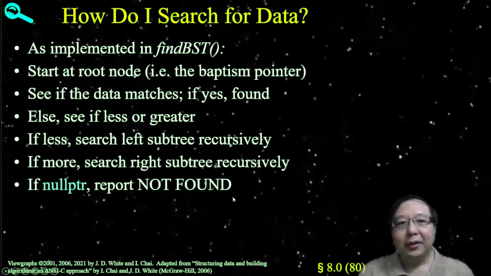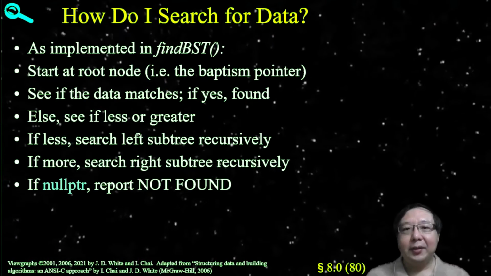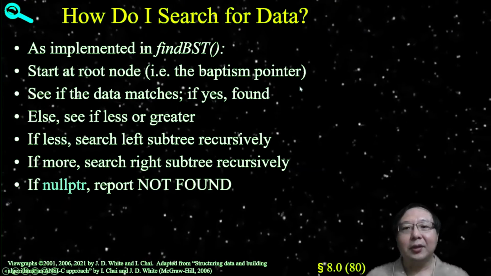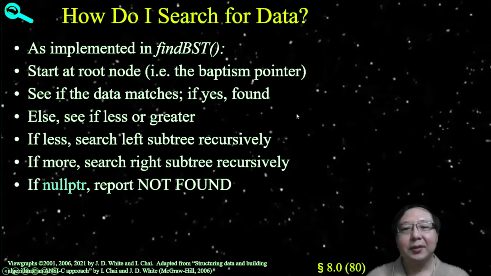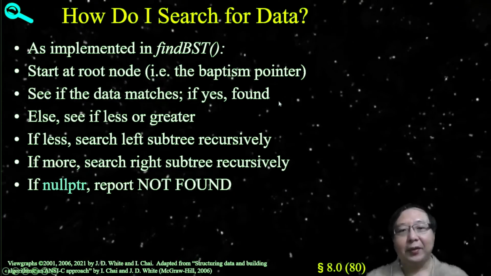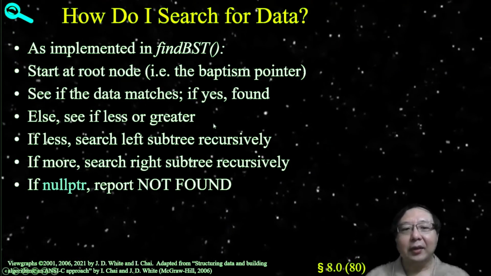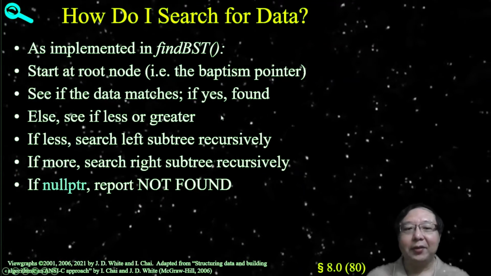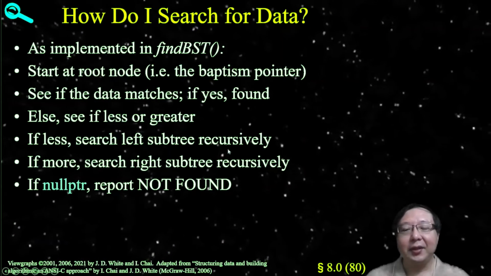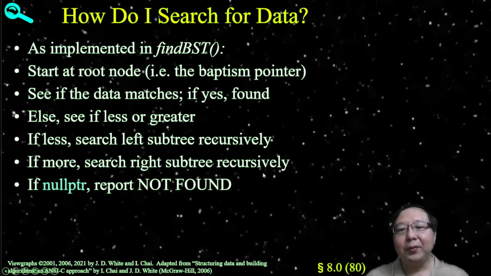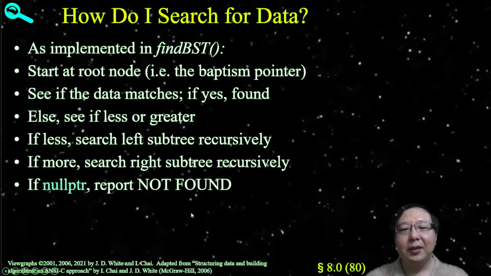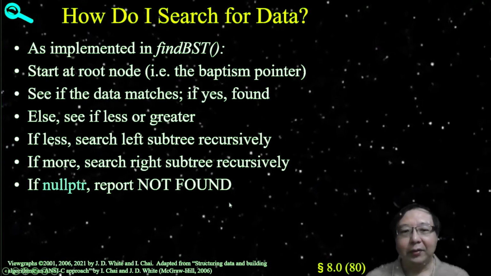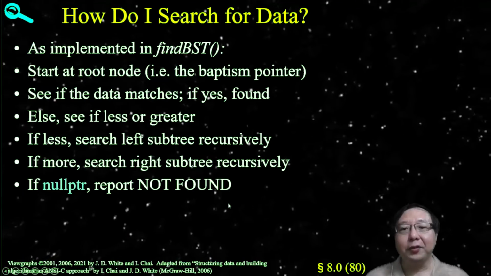So how do I search for the data? It's implemented in the FindBST. We start at the root node, which is the baptism pointer, and see if the data matches. If it's the same thing, that means we found it. If we haven't found it, that means it's less or greater. If it's less, we go to the left and search again recursively. If it's more, then we go to the right and search again recursively. And if it's a null pointer, then it means that we have not found it, it's not in the tree. Okay, the thing you're looking for is not in the tree.